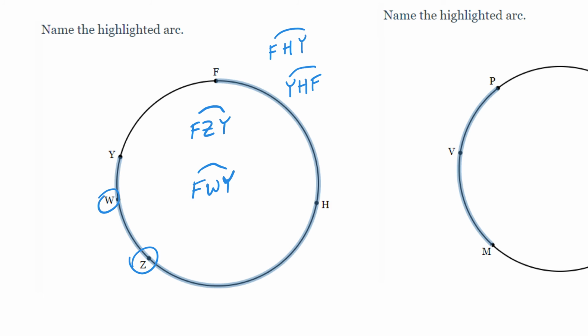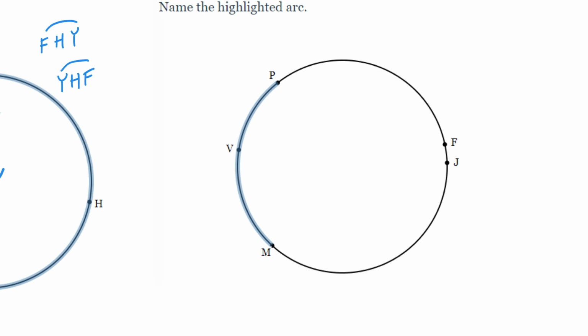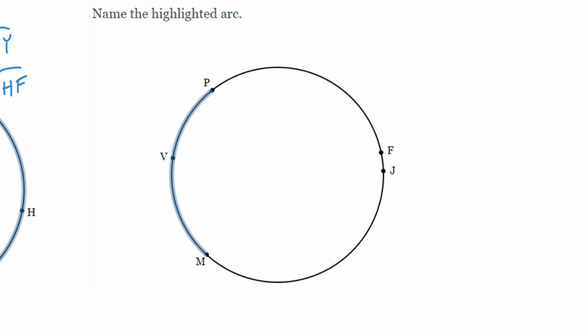And then you notice we have one more sitting over here. This is a minor arc. So the way I would name this is arc PM, or MP, either one of these two things will work. Because it is a minor arc, we assume that we are going to take the appropriate direction. If I don't put F or J, then I am not going to go that direction. I'm going to take the shortest route.